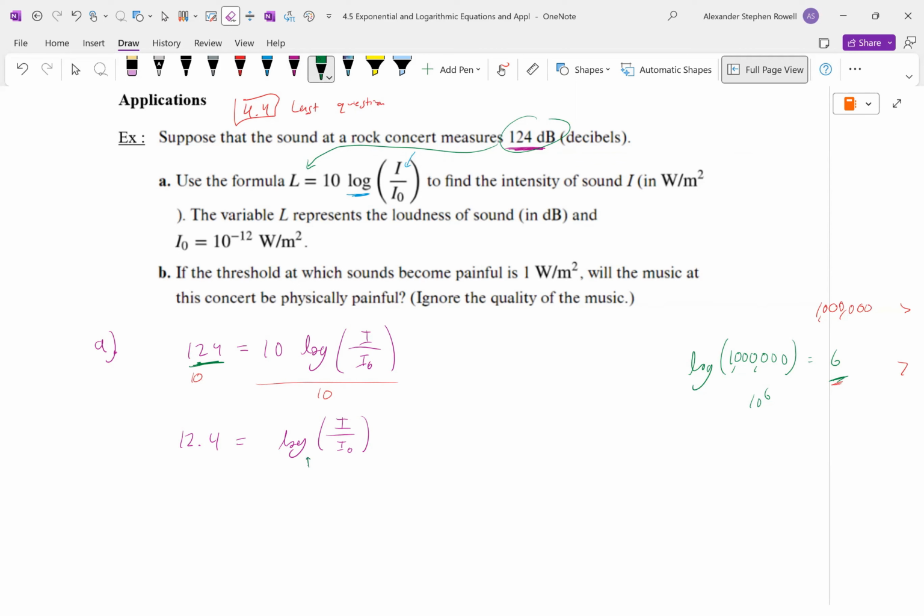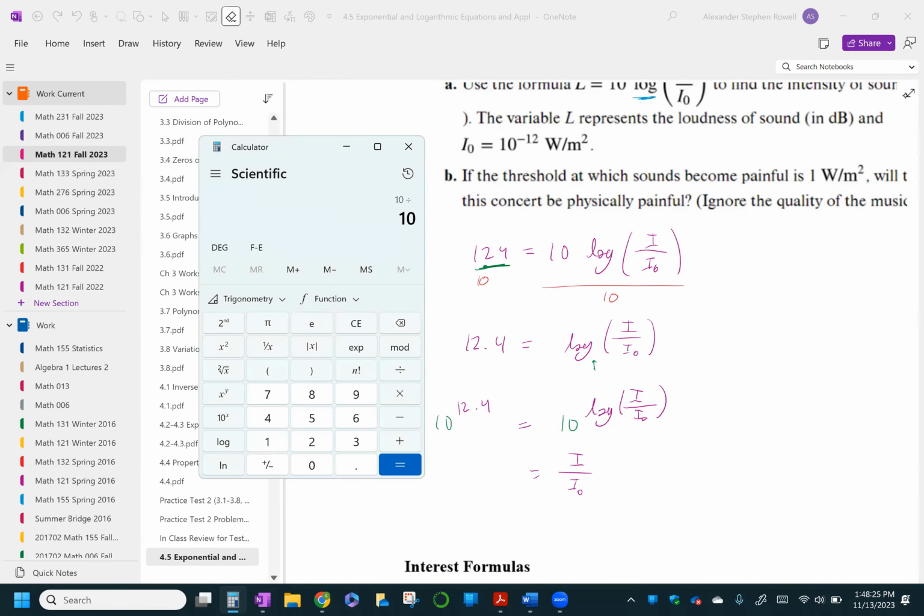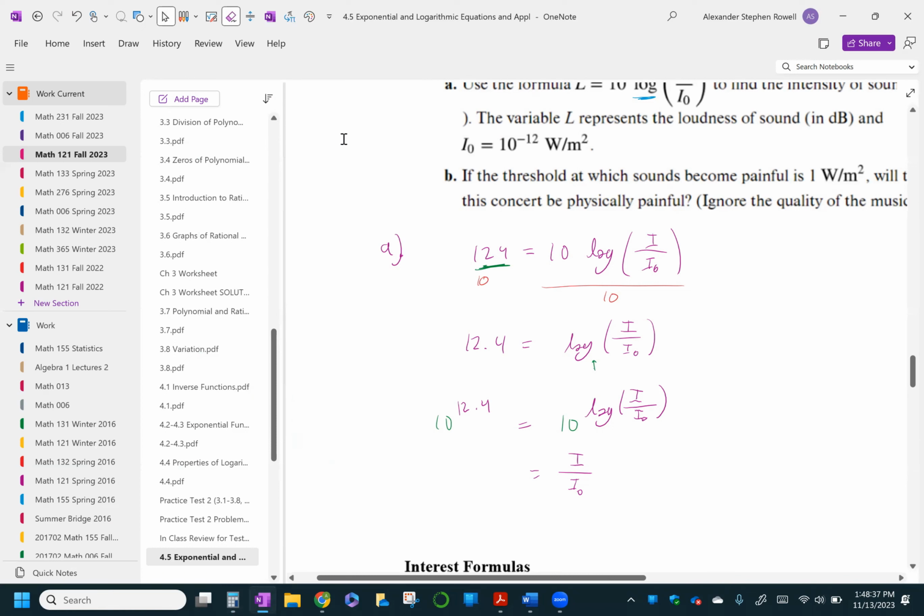We want to do the inverse of log base 10, which is 10 to the power of both sides. 10 to the power of 12.4, it's quite a large number. 10 to the power of log of I over I naught. And on the right-hand side, they cancel. I over I naught is equal to, what did you get in the calculator? 10 raised to the power of 12.4. That's quite awful. I'm going to leave it as 10 to the power of 12.4.